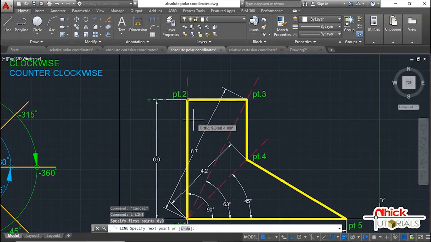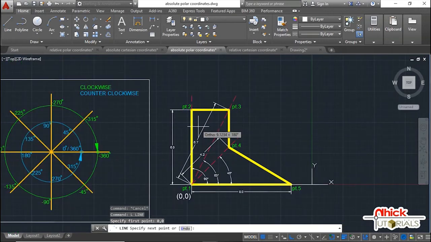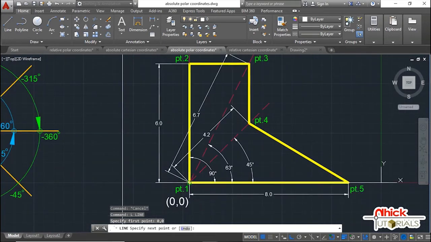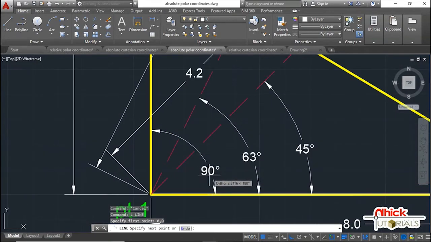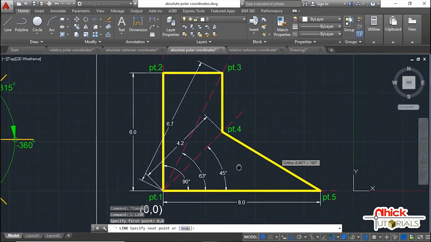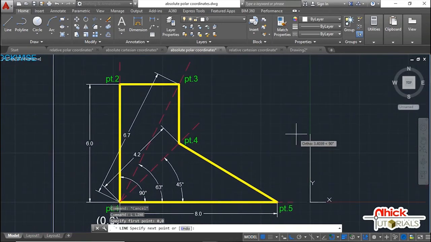Next, let us plot the second point using the absolute polar coordinate format: distance less than polar angle, based on the given example. Point 2 has a distance of 6 from point 1 or the origin, and an angle of 90 degrees if counterclockwise, or negative 270 if clockwise. But the resulting direction after plotting is the same, so let's just use 90 degrees. So type 90 and press enter or spacebar key. And there, our line goes upward with the corresponding distance, which is 6.